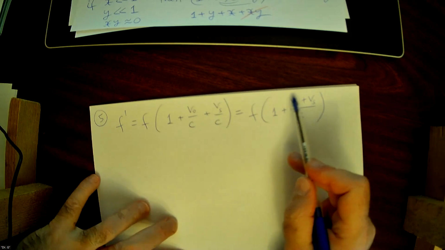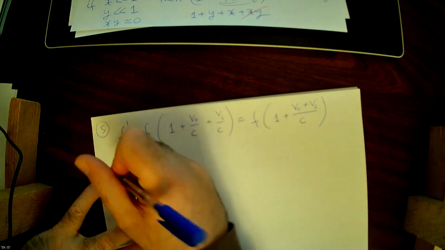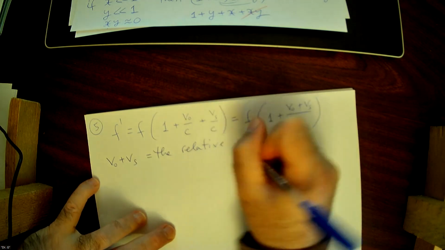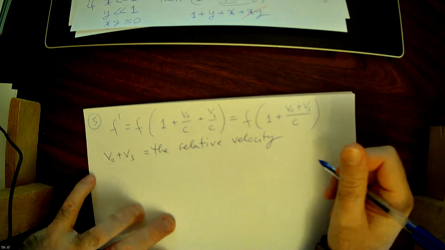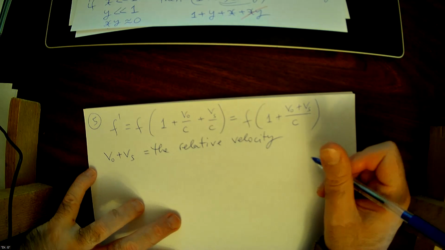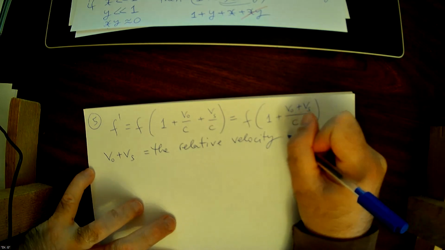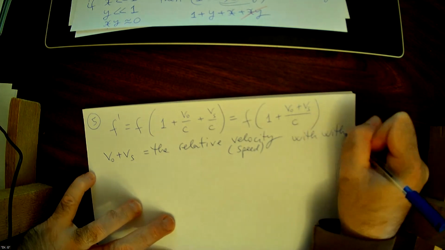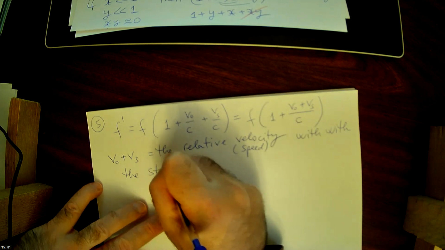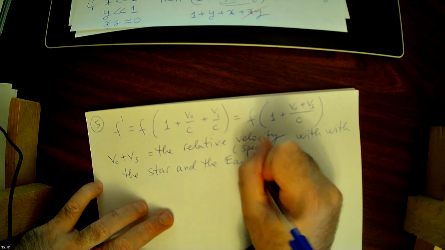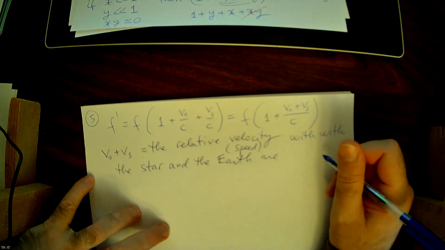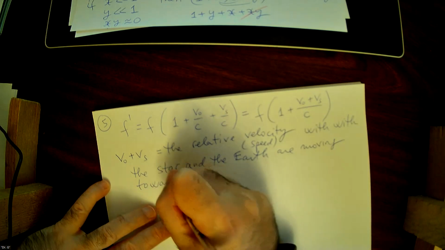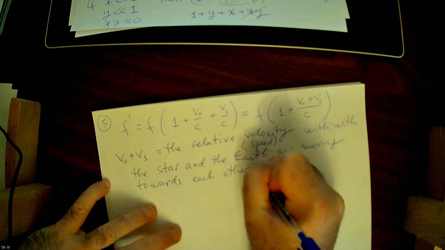And here what we have is the relative velocity. v_o plus v_s is the relative velocity, the relative speed with which the star and the Earth are moving towards each other. Correct?